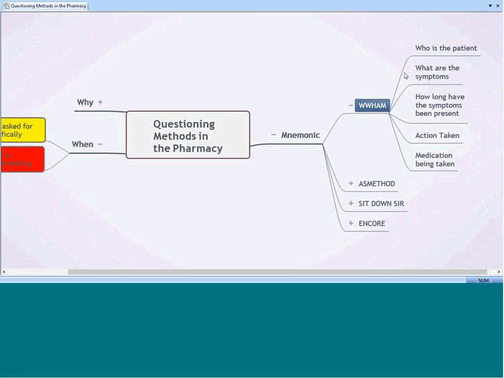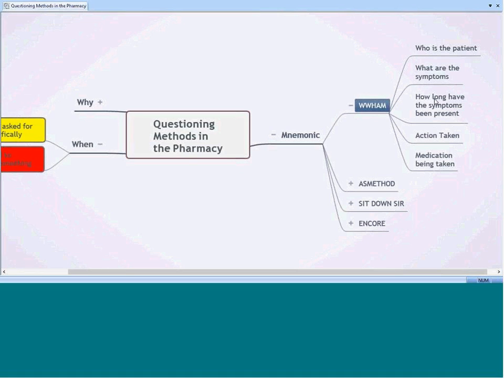The second one is, what are the symptoms? In other words, what are you feeling at the moment? Obviously, this particular patient is feeling as if they've got insomnia at the moment, and we'll go into that in a moment. How long have the symptoms been present? In other words, is it just a temporary thing? Has it happened over the last few days, or over the past few months, or a year, whatever?